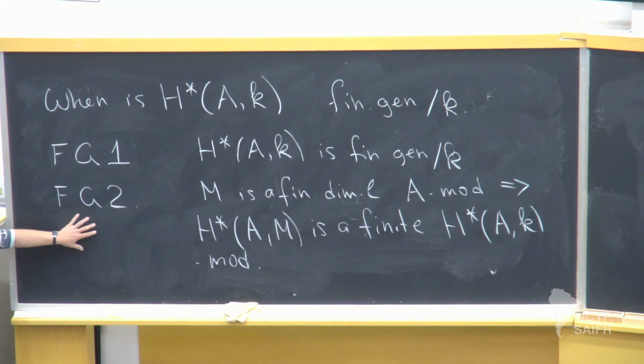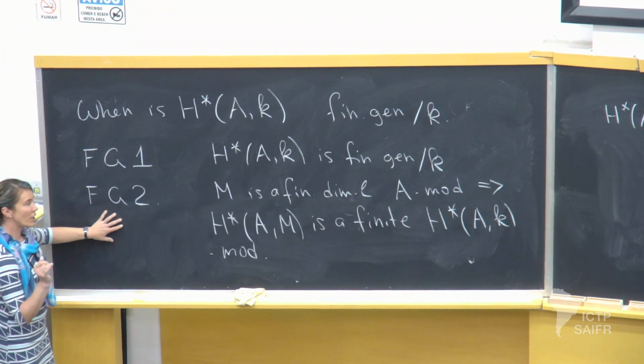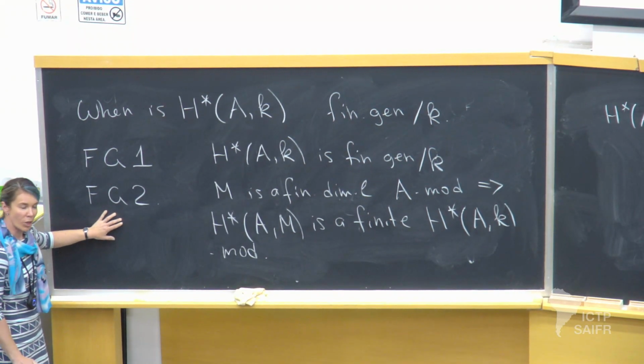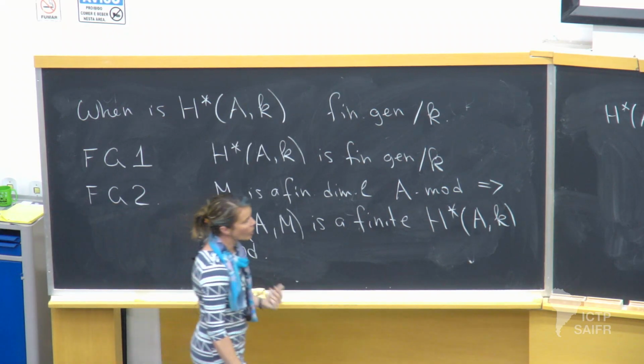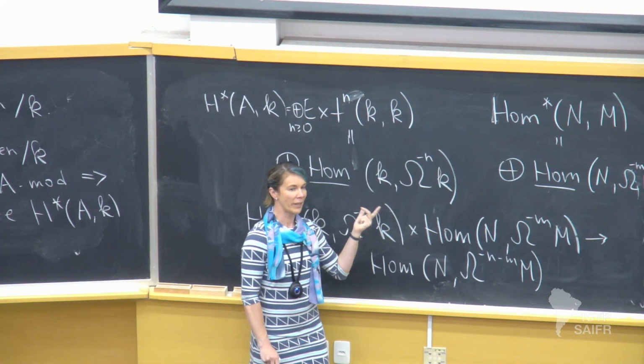Terminology goes back to a five-author paper. Let's see. Erdmann, Holloway, Snashall, Solberg, and Taillefer, where they actually consider Hochschild cohomology. And if Hochschild cohomology is something you like, you'd probably observe that this would be a more natural thing to take.